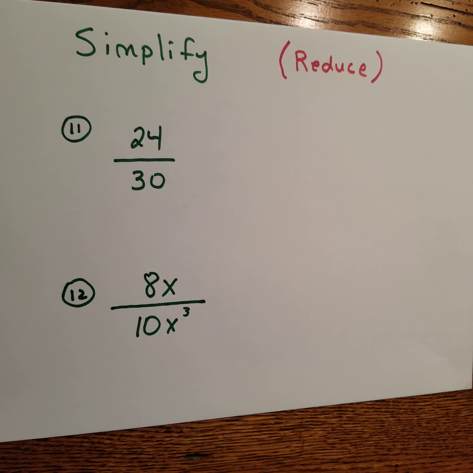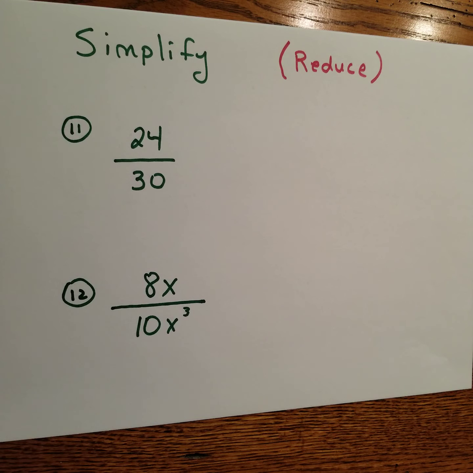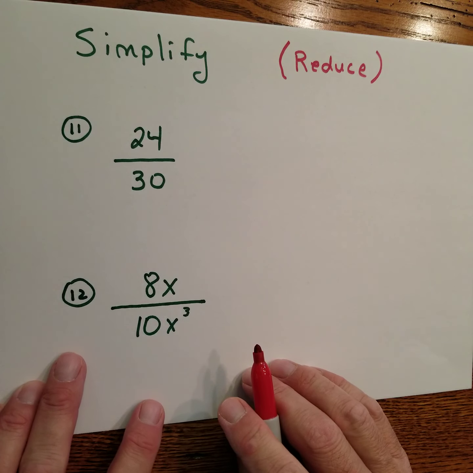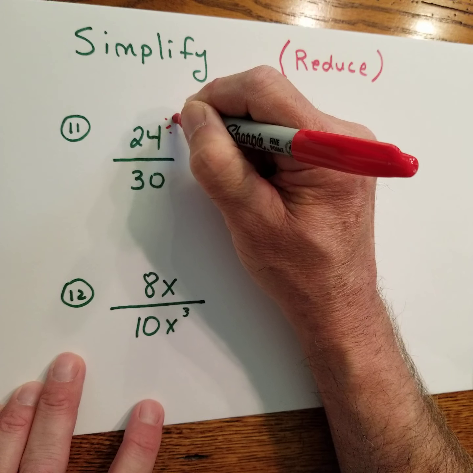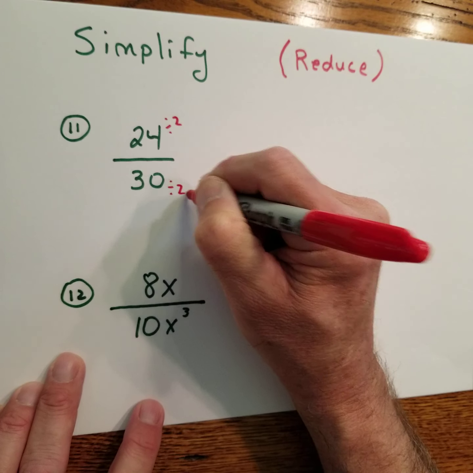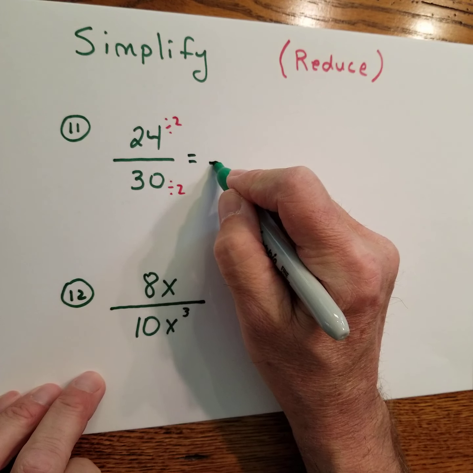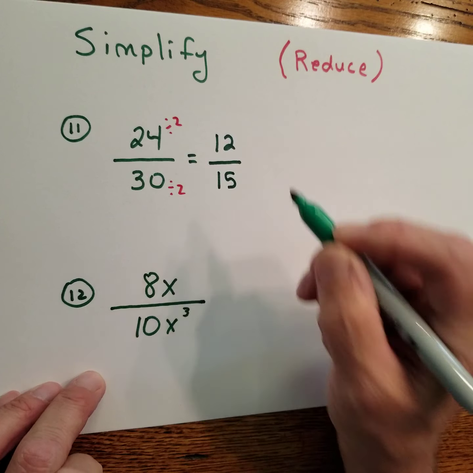Reducing is the third kind of problem that we've worked on with fractions. In your book, the instruction will say to simplify, but simplify in this case really means to reduce. To reduce, can you think of a number that divides into both 24 and 30? Well, they're both even numbers, so they're certainly divisible by 2. When I divide by 2, 24 divided by 2 is 12. 30 divided by 2 is 15.